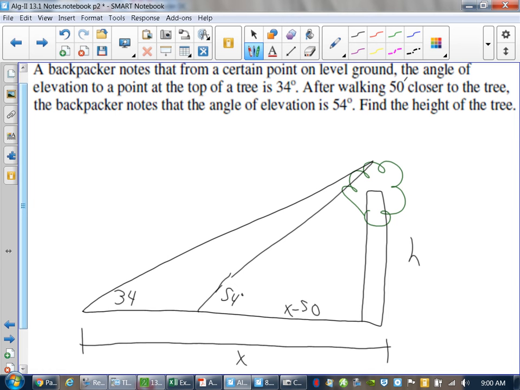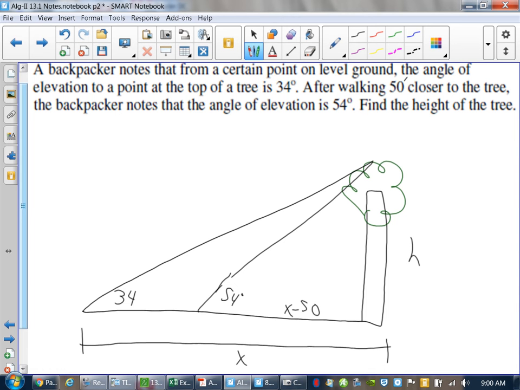So if you think about it, how many triangles do you have here to work with? Two of them. You have two different triangles, two different angles of elevation. So you've got two setups of angles. Does the height change for either one of them? No. It's a system of equations.